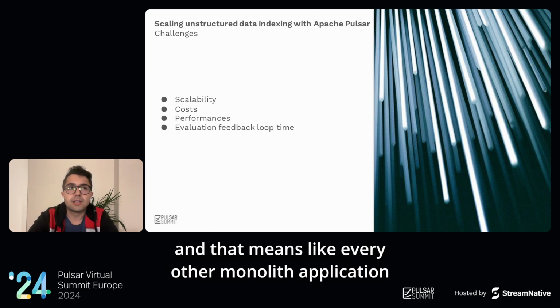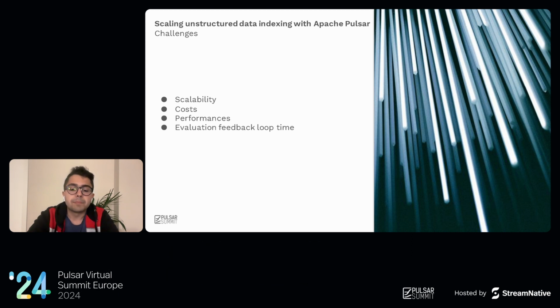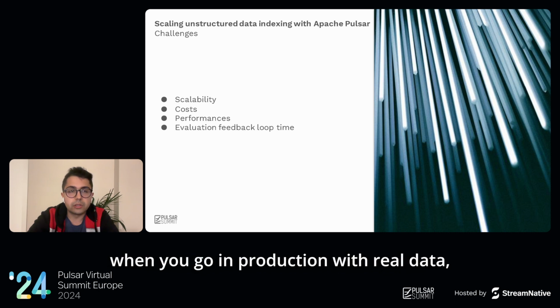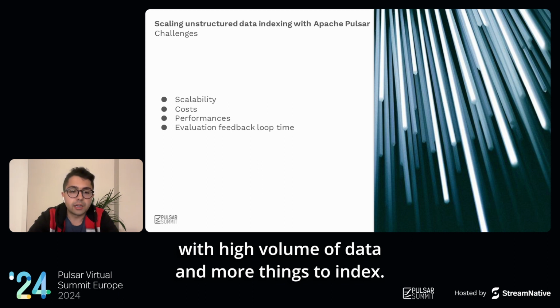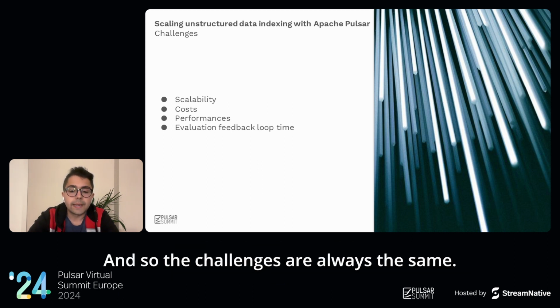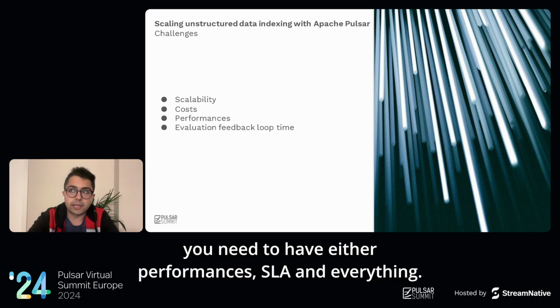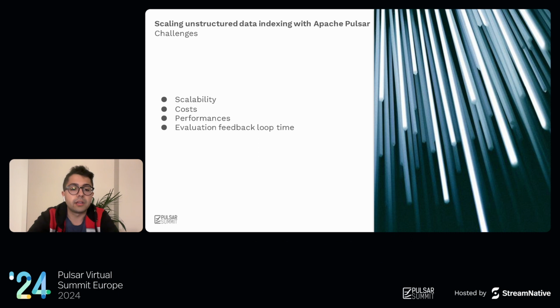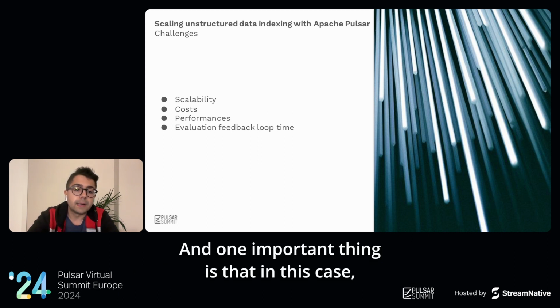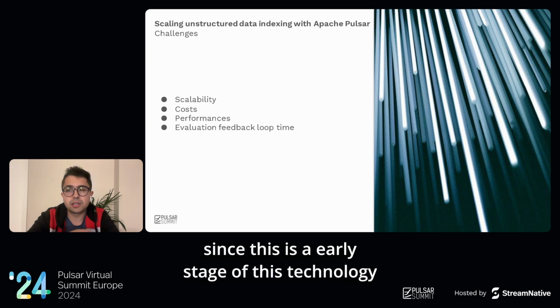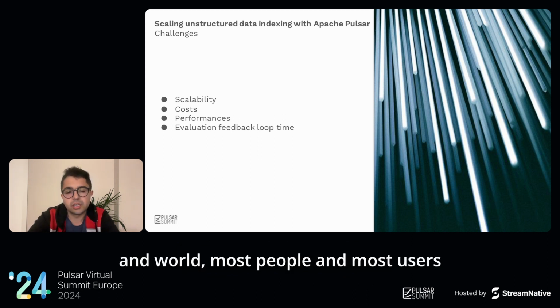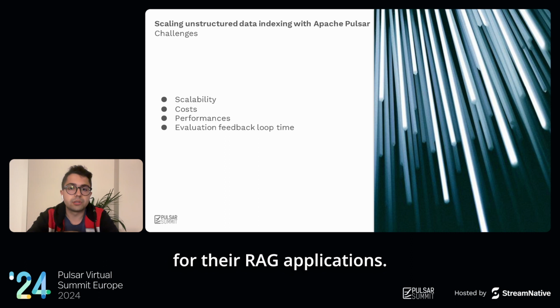And that means, like every other monolith application, that you face some challenges when you go into production with real data, with a higher volume of data and more things to index. And so the challenges are always the same. You need to scale more, you need to reduce costs, you need higher performance, SLAs, and everything. And one important thing is that, since this is an early stage of this technology, most users are trying to find the best setting for their RAG applications.